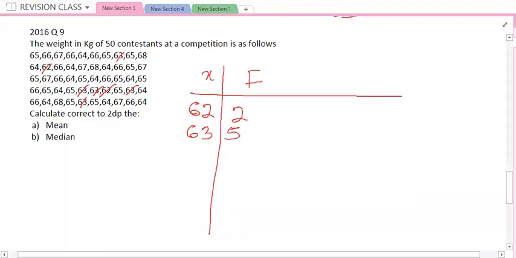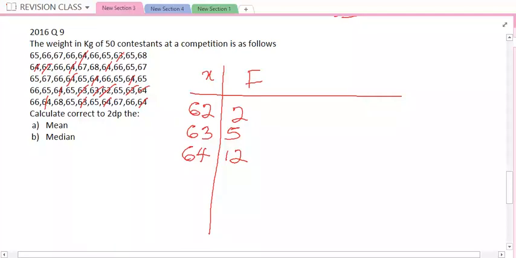The next one, 64. How many times does 64 occur? Let's go back to the data. 64, we have 1, 2, 3, 4, 5, 6, 7, 8, 9, 10, 11, 12. So 64 occurs 12 times.